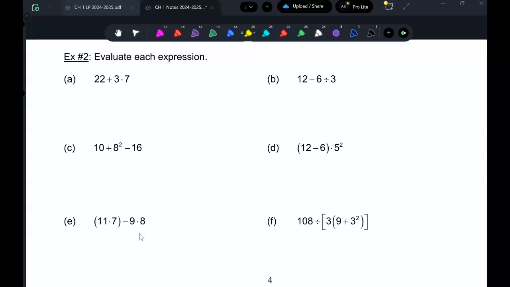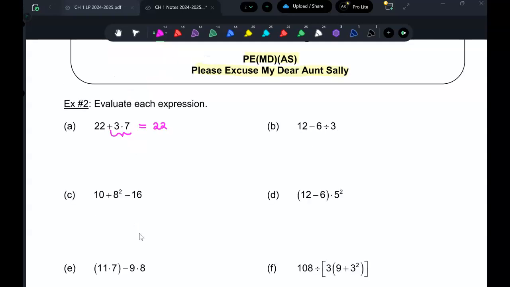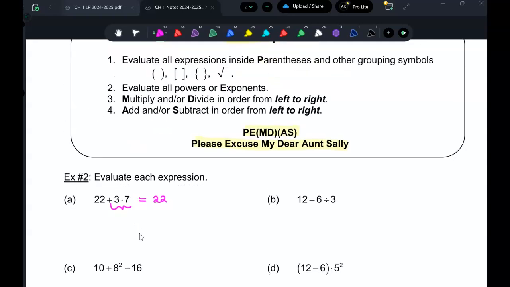So when I'm looking at this, I have an addition, but I have a multiplication. Which one's more powerful? The multiplication. So I have to take care of this one first. What about PEMDAS? Again, the parentheses, the grouping symbol, is going to be the most important. Then we take care of the exponents, then multiplication and division, and the least powerful, if you will, are addition and subtraction. So we do those last.